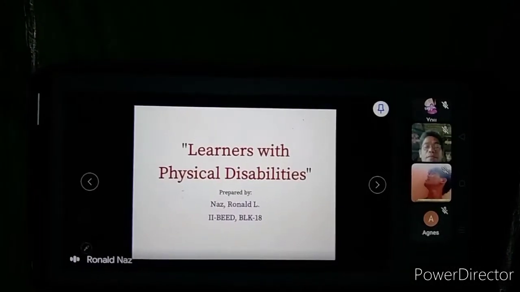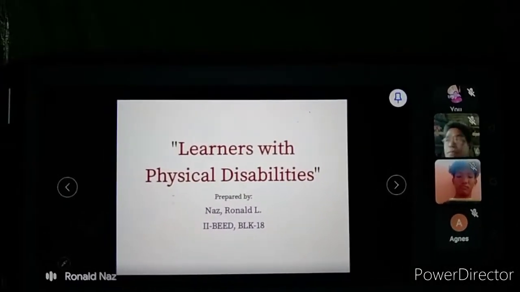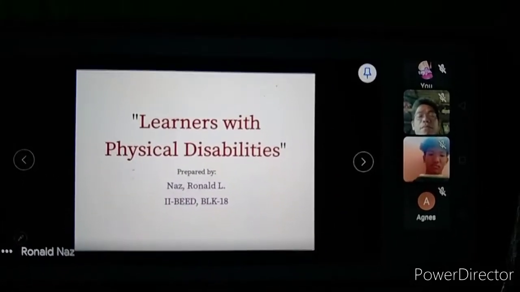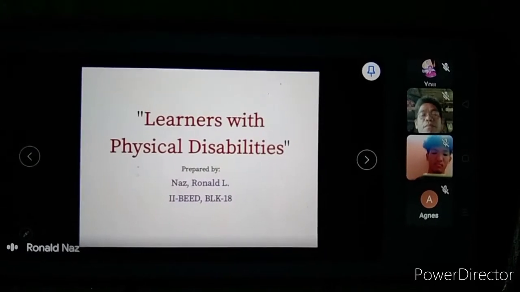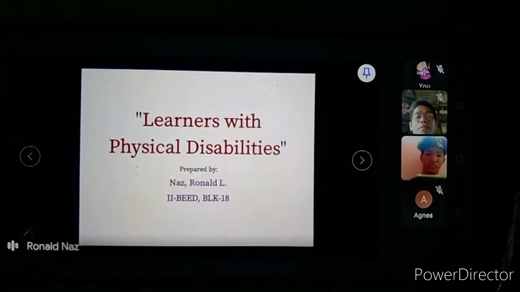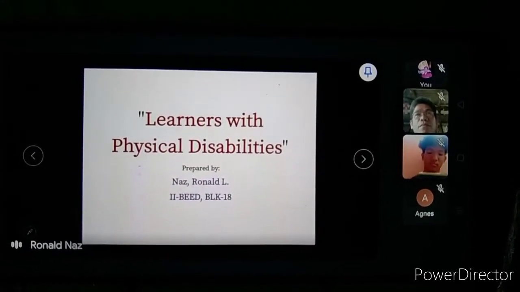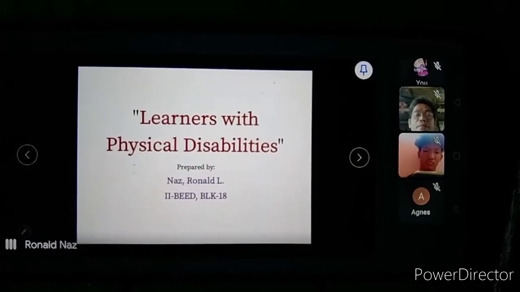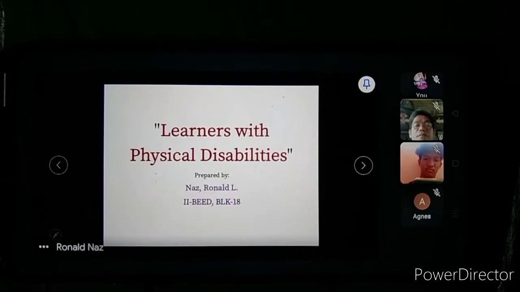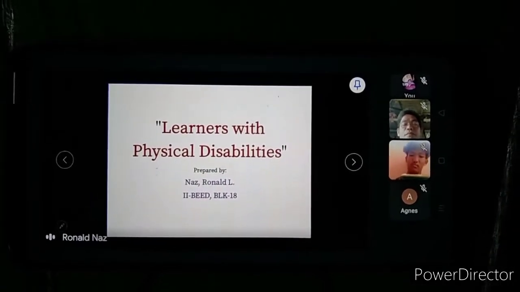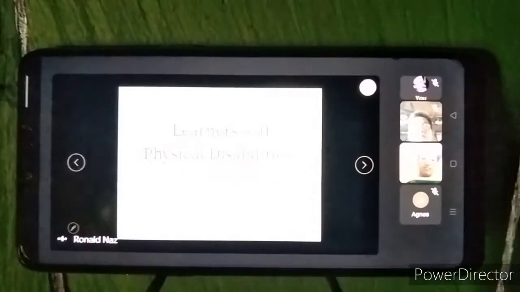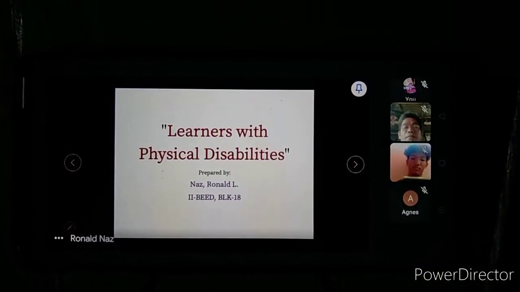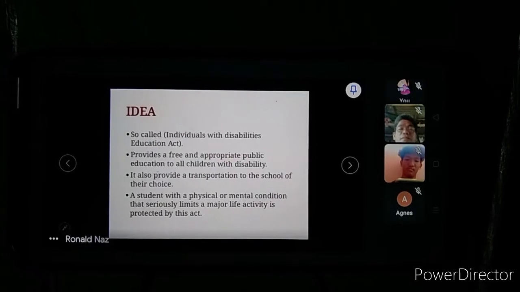This is about learners with physical disabilities. When we talk about physical disabilities or impairments, these are visible. It means the characteristics of these impairments, or what we call disability, are noticeable or quite obvious. We can easily notice it because it is physical, okay?